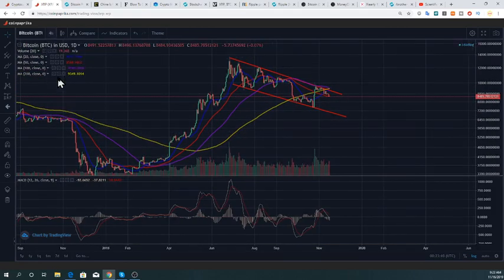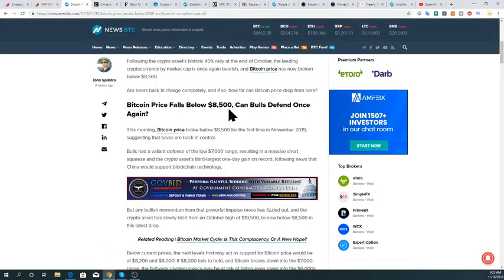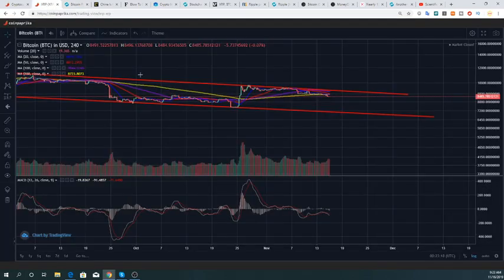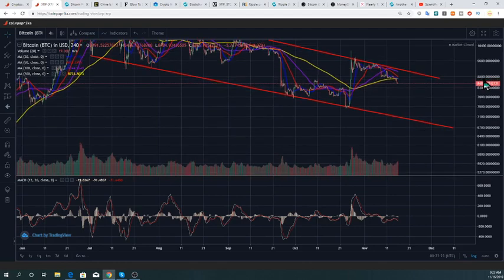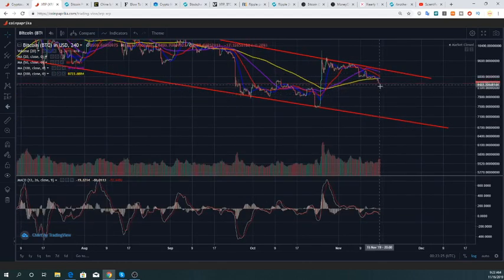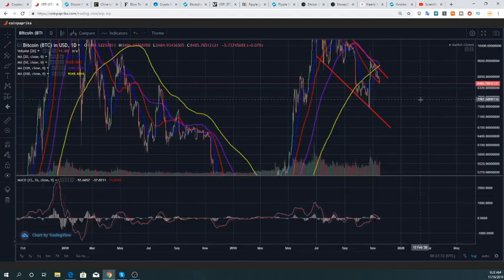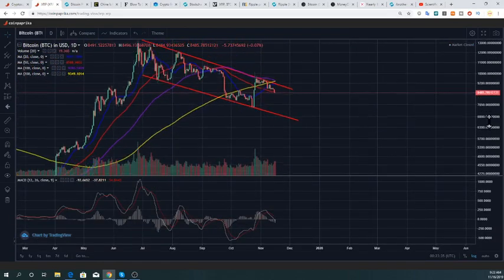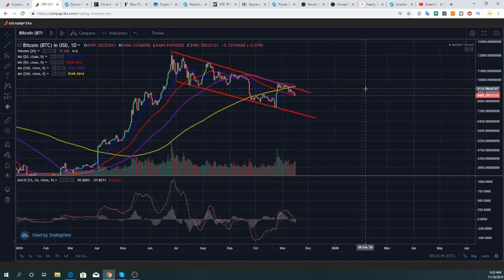If we put that back into the 4-hour chart and think about what they are talking about, falls below 8,500, can they defend it again? Blah blah blah. I'm looking at this, and in the 4-hour chart it just fell below all the moving averages we have plotted: 20, 50, 100 and 200. In the daily chart, you can see the price actually breached the 50-day moving average as well, and you are getting a death cross from the 100-day and 200-day moving averages.